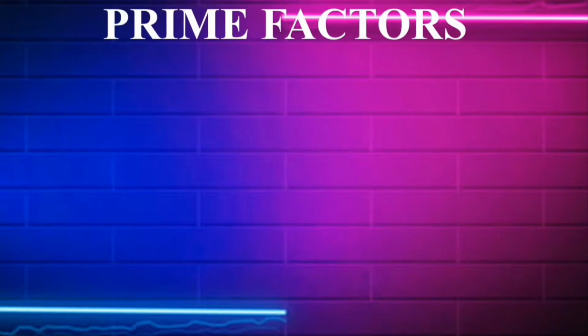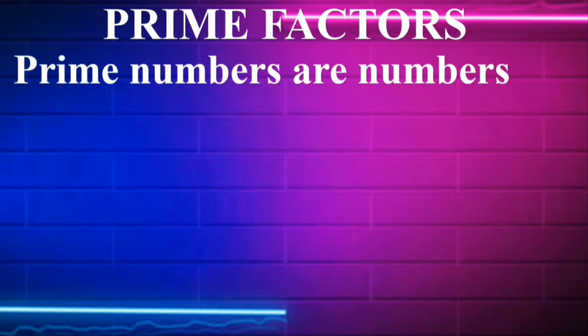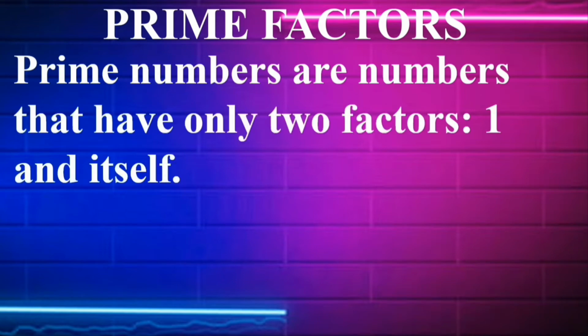Now let's take a look at prime factors. Since you already know what factors are, what are prime numbers? Prime numbers are numbers that have only two factors, 1 and itself. Can you think of some numbers that are prime? Yes, 2. 2 has only two factors, 1 and itself, which is 2.